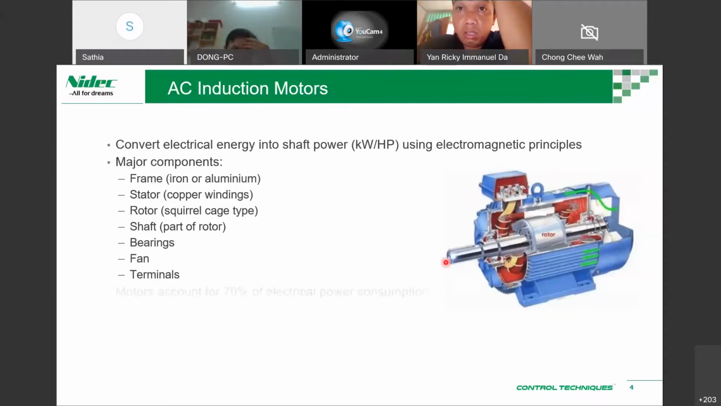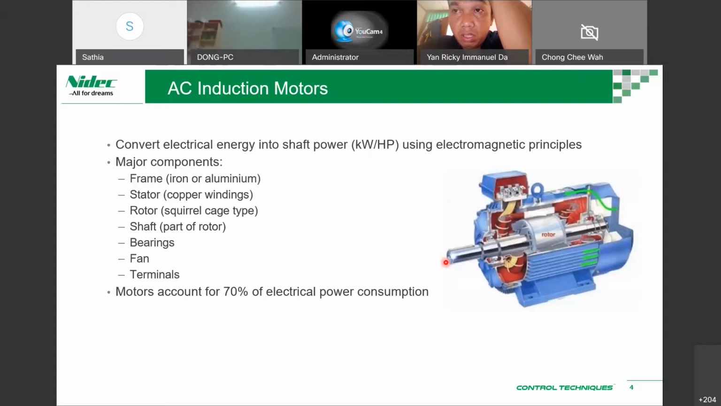Motors account for 70% of electrical power consumption, which means that of all the power being generated in the world, 70% is being used in motors, because whatever we are trying to do, we are trying to move things.